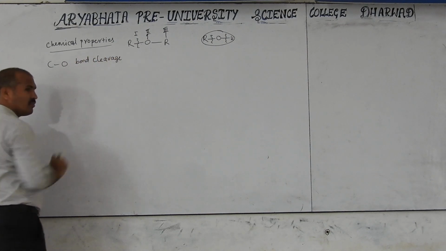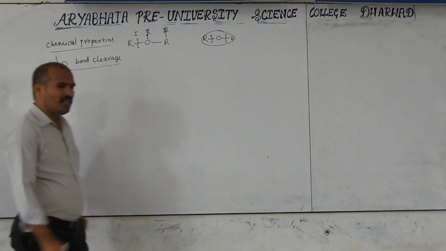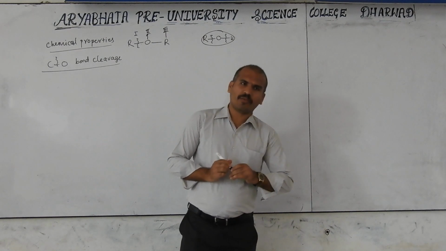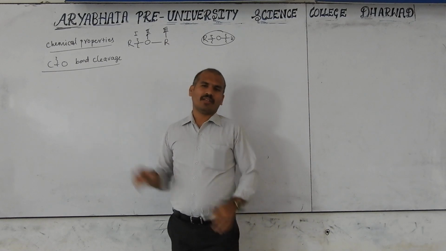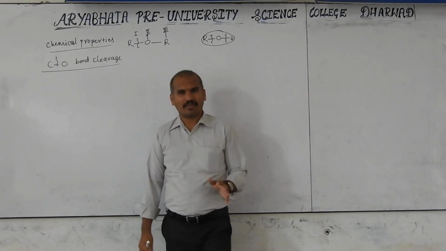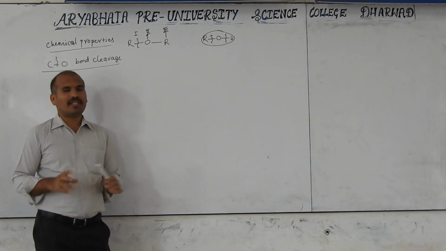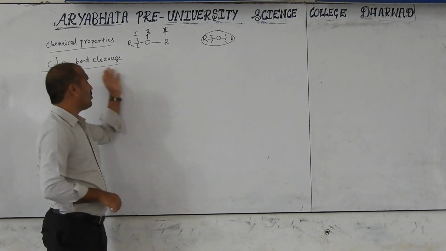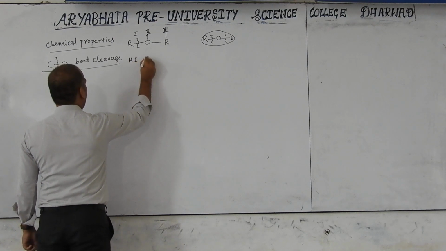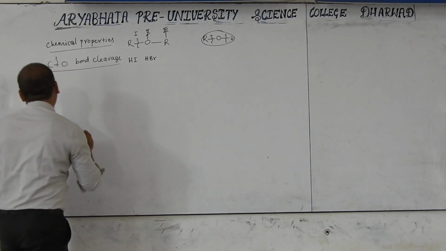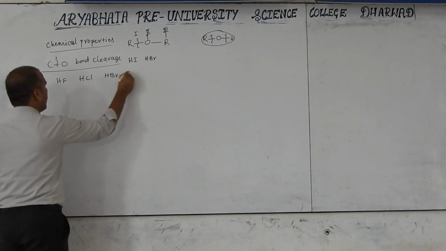Cleavage is breaking. So this bond is breaking here in ether. And keep in mind, in this ether chapter, only 2 reactions are the main important ones. One is Williamson synthesis, another one is C-O bond cleavage. If you read these 2, for PhD the remaining are also important maybe, but these 2 are highly important. One is the Williamson synthesis reaction, the second one is the C-O bond cleavage reaction with HI and HBr.